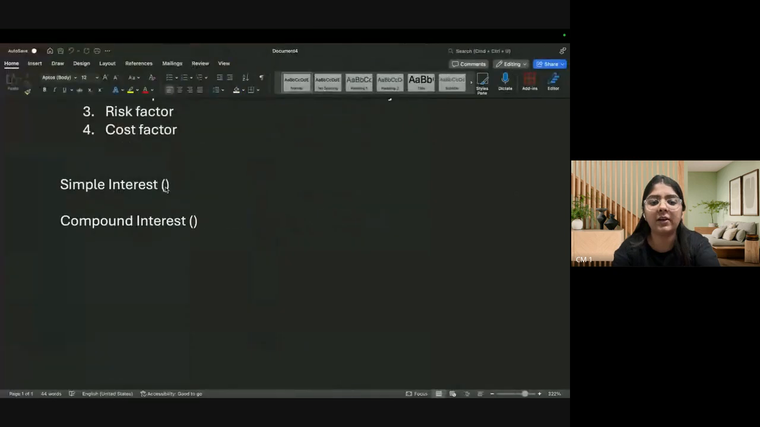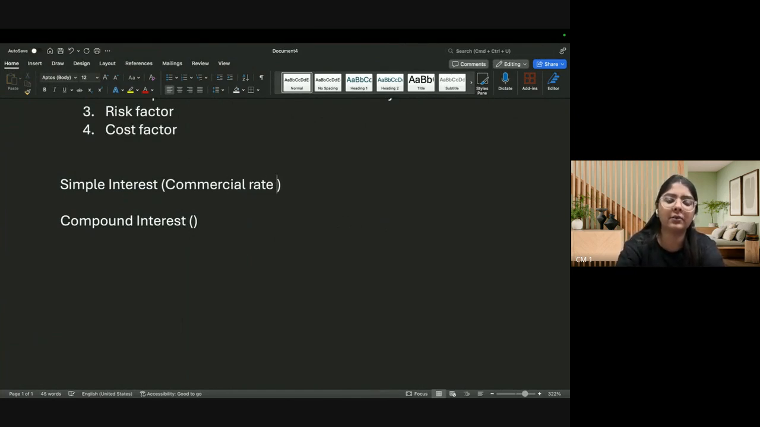So simple rate of interest is also known as commercial rate of interest. This is another word for it. And what is another word for compound rate of interest? Anybody who knows? It is also known as the effective rate of interest.